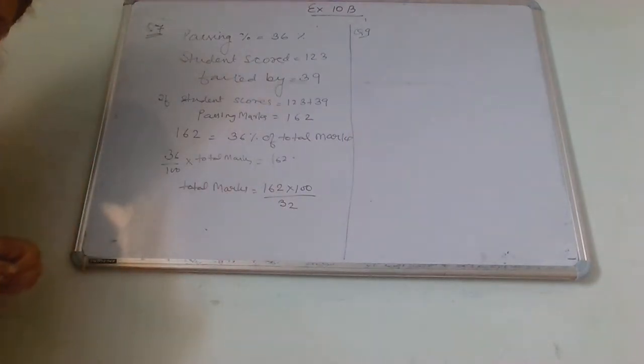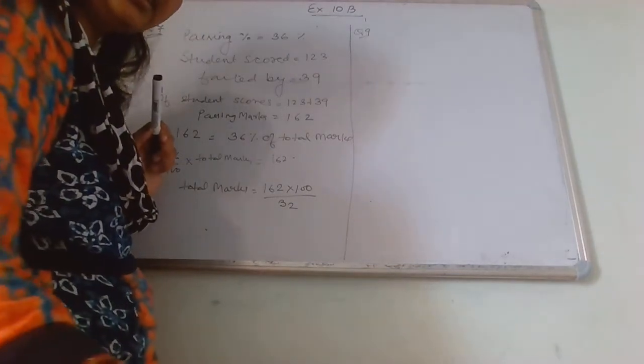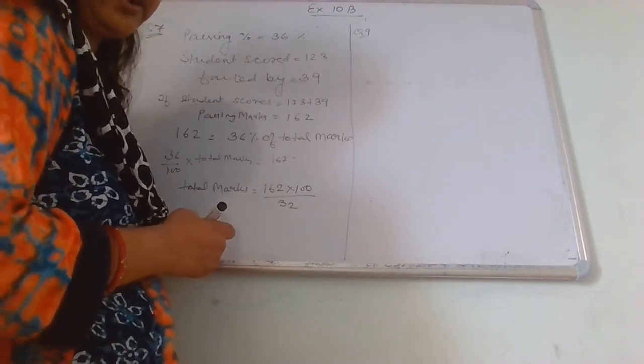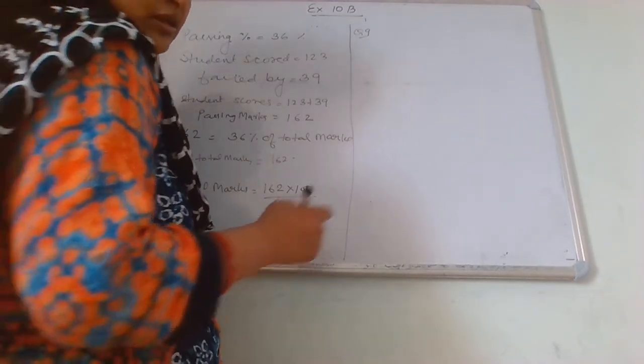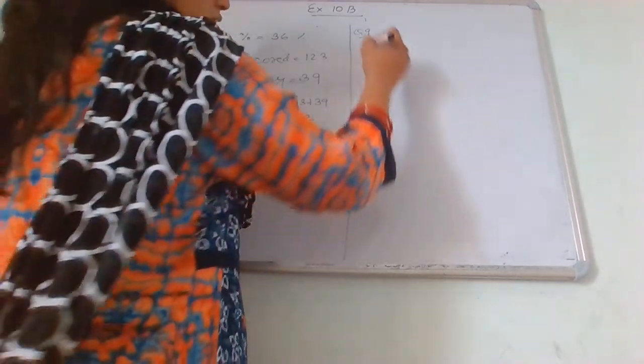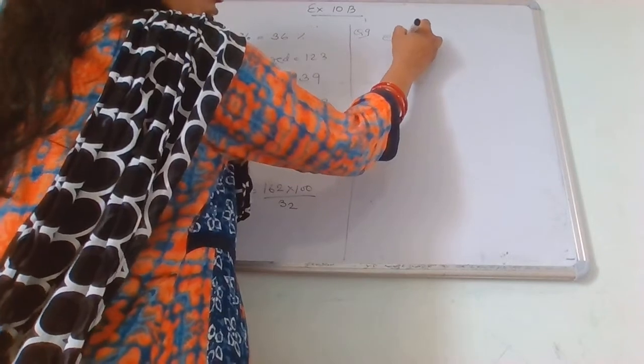Question number 9 says, in an examination, 72% of the total examinees passed. If the number of failures is 392, find the total number of examinees. In an examination, 72% of the total examinees passed.